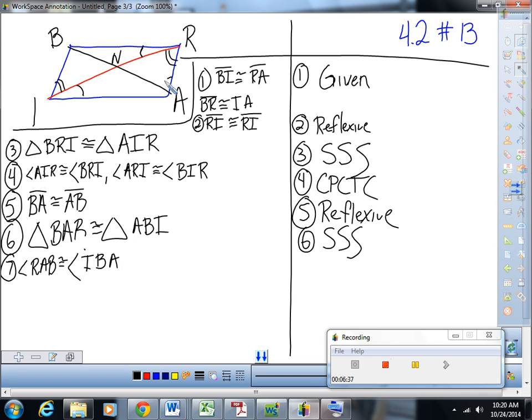Let me mark this and see how it looks. Don't forget, because I never marked them in the first place, we know this, and we know that. Now you can see where we're going a little bit better. The reason for 7 was CPCTC.